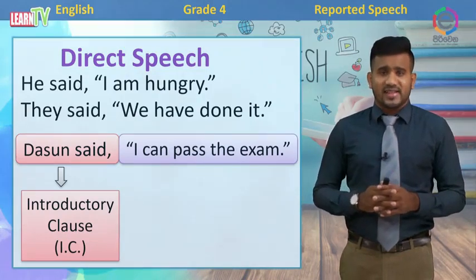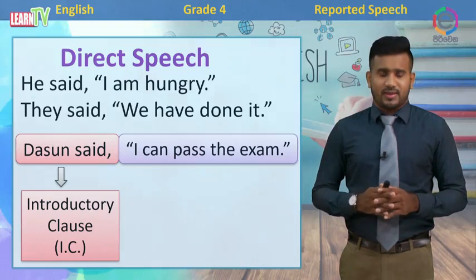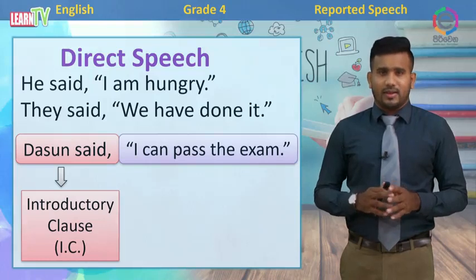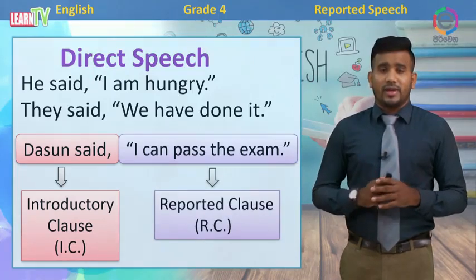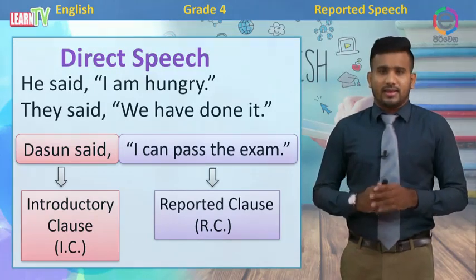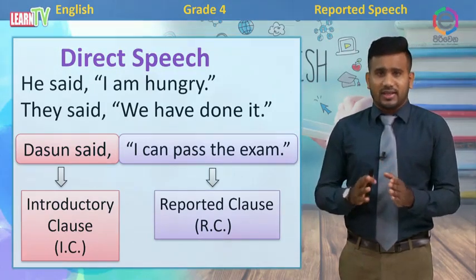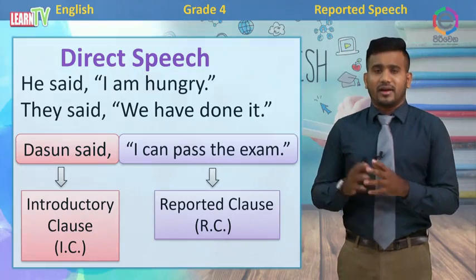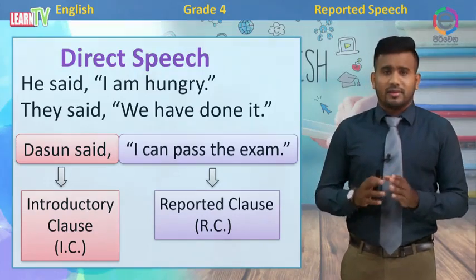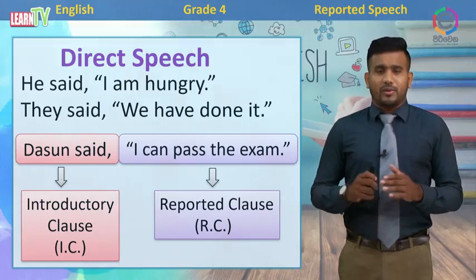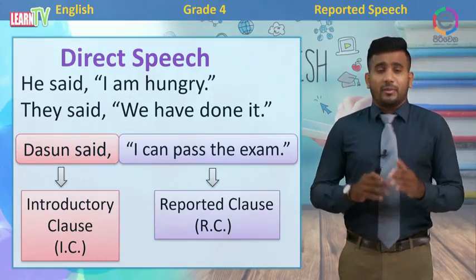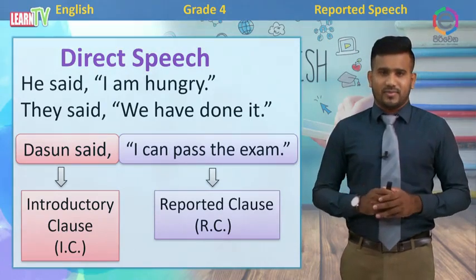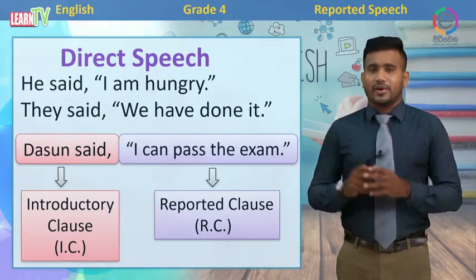That clause is called the introductory clause. The abbreviation of introductory clause is IC. "I can pass the exam" is called the reported clause. The abbreviation of reported clause is RC. Make sure IC means introductory clause, RC means reported clause. So from now onwards, when I mention IC, make sure it is the introductory clause, and RC, it is the reported clause.